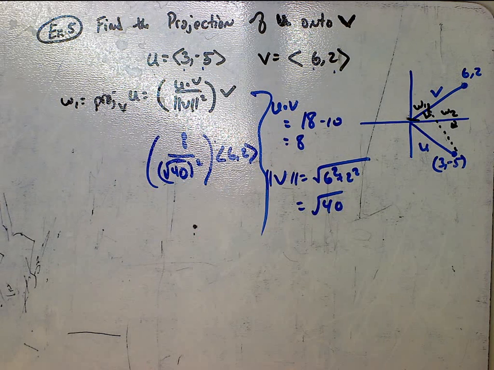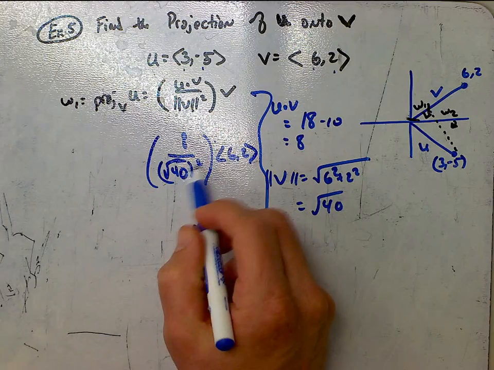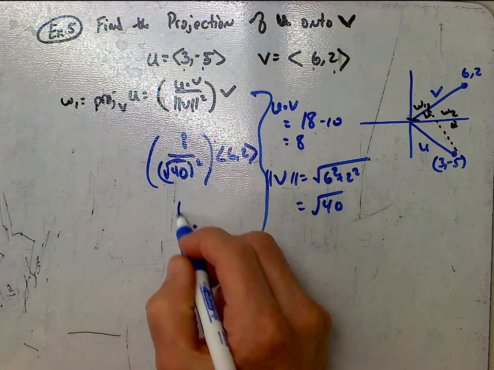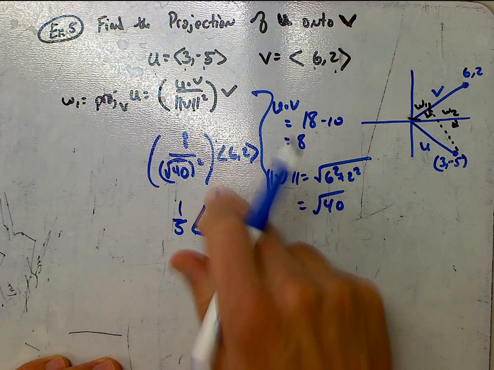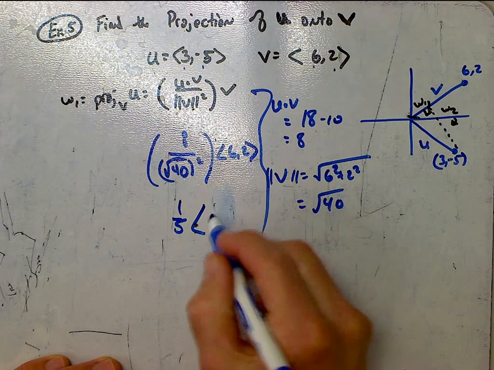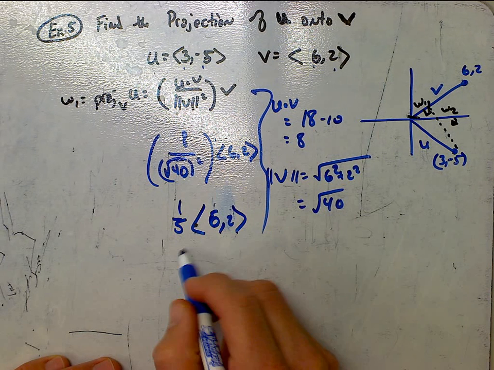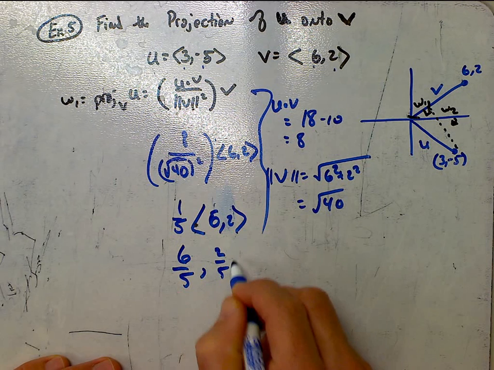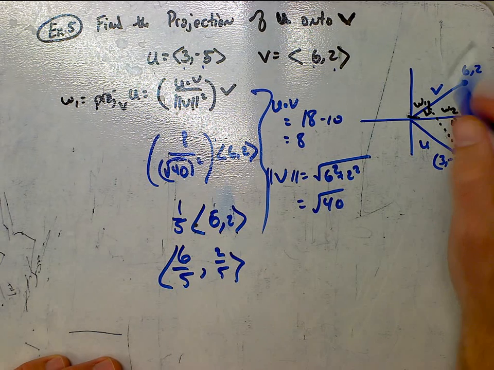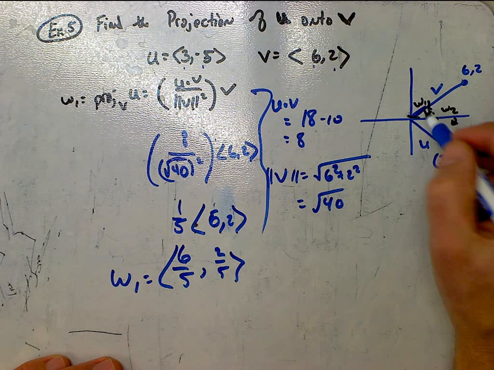The next step is to reduce this fraction. Square root of 40 squared is 40. 8 40ths is 1/5, times 6 comma 2. Then if I take 1/5 times 6, I get 6/5. 1/5 times 2 is 2/5. And this is the vector w1 right there. This vector right here, that's w1.